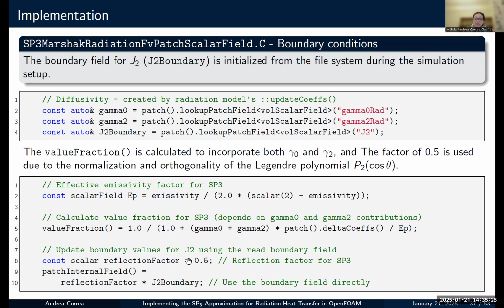So here it's important to see that there is a factor, but what is this factor? The factor, this 0.5, is used to correctly normalize and scale the second moment. Here is the second moment J2. This is the second moment, based on the property of orthogonality and normalization of the Legendre polynomials. This factor ensures physical and mathematical consistency between the two moments, the zero moment and the second order moment, and of course in the boundary condition.